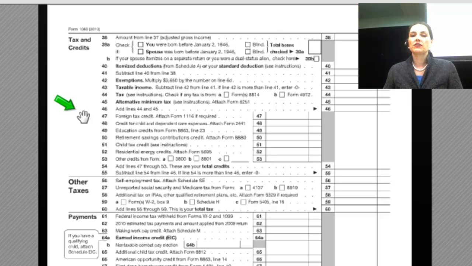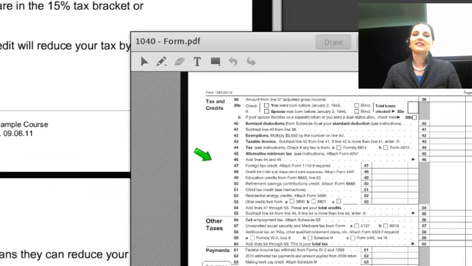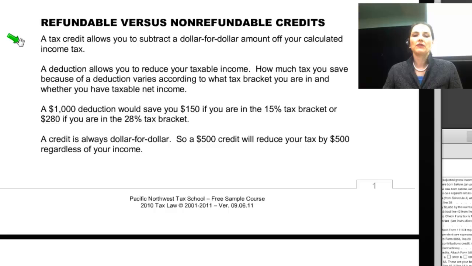And that would be impossible to cover in just a short class that we have today. But I am going to give you some basics about individual tax preparation to put you on the right foot. And we're going to begin with a discussion of the difference between a refundable and a non-refundable credit. A tax credit allows you to subtract a dollar-for-dollar amount off of your calculated income tax.